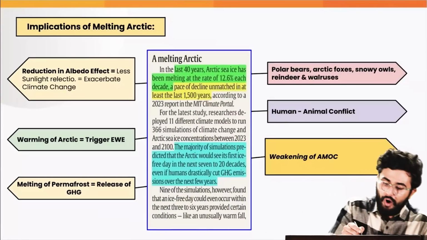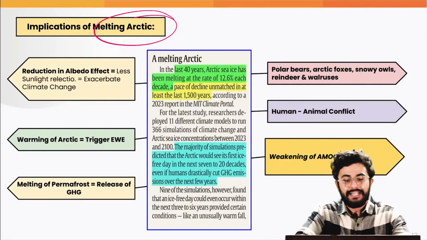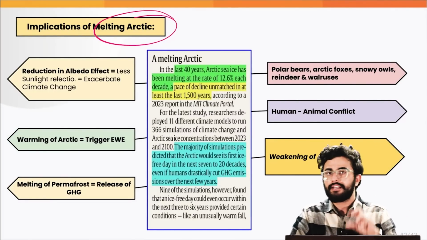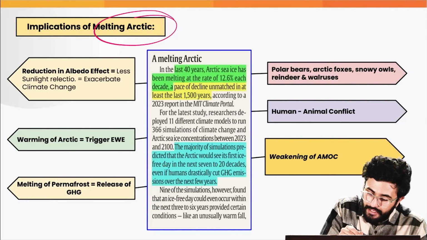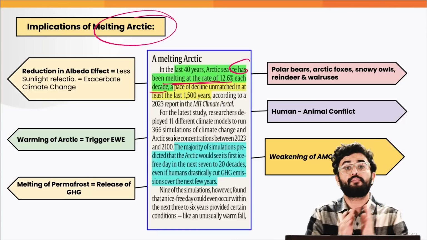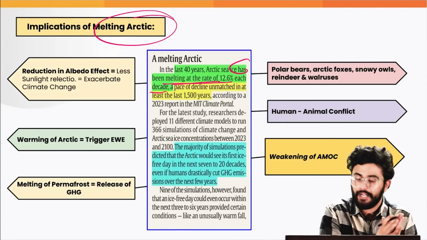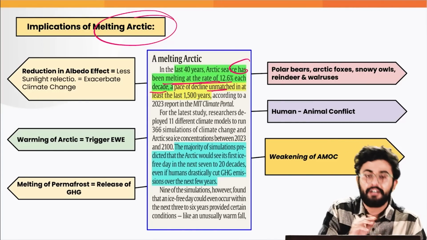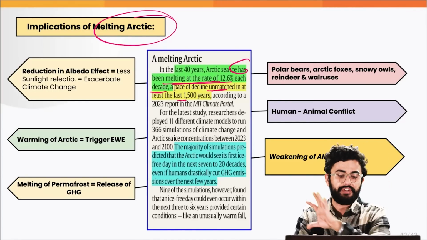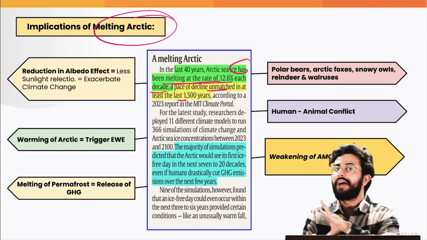Coming to what is going to be the implication of this melting Arctic? The article suggests that in the last 40 years, the Arctic sea ice has been melting at the rate of 12.6% each decade, a pace of decline unmatched in the last 1500 years. And that is going to have several implications.